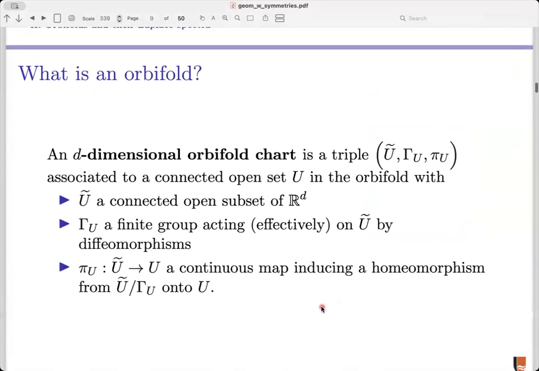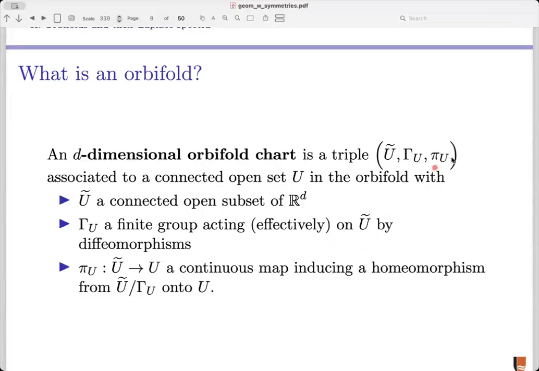So what is an orbifold chart? A d-dimensional orbifold coordinate chart is a triple associated with a connected open set in the orbifold. So this is my set in the orbifold U. The triple is U tilde, a connected open subset of R^D. We have gamma U, which is a finite group acting on U tilde by diffeomorphisms.